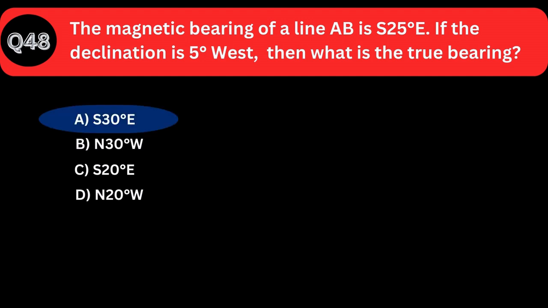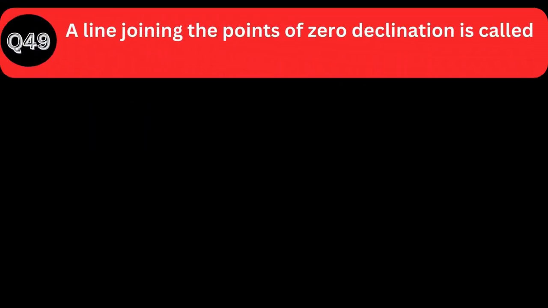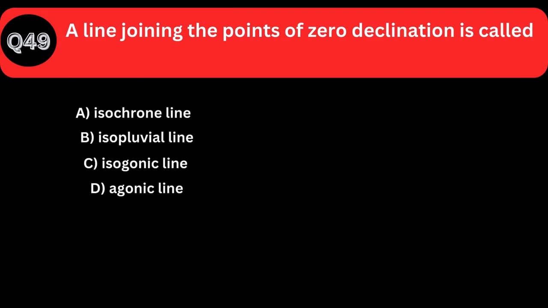A line joining the points of zero declination is called. Options: A. Isochrone line, B. Isopluval line, C. Isogonic line, D. Agonic line. Answer: D. Agonic line.